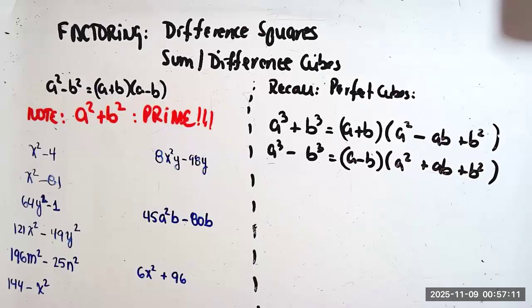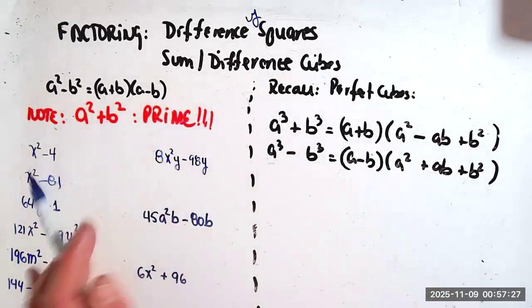The last group of factoring that we're going to do are the special cases, binomials: either difference of squares or sum or difference of cubes. Let's first do the difference of squares.